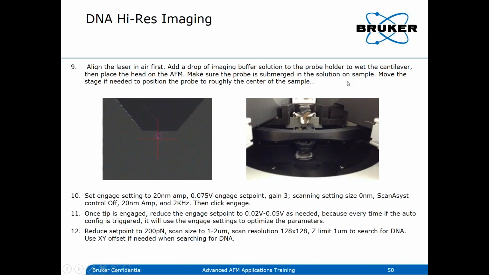Align the laser in air again. This is the same as we did before. Here are the settings for it if people are interested. So this presentation will go out to you as well, so you have more details here.